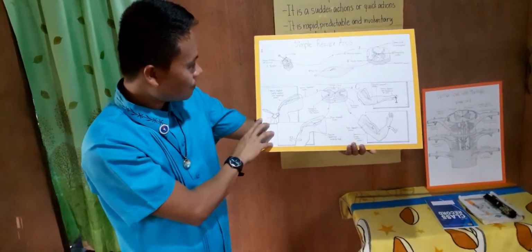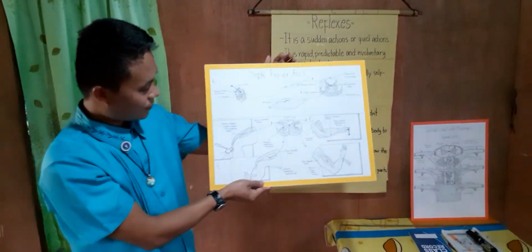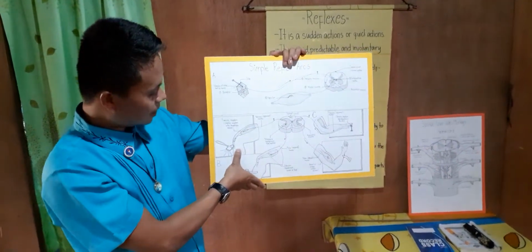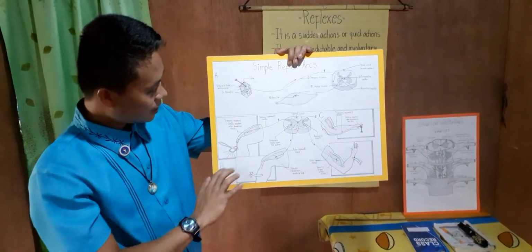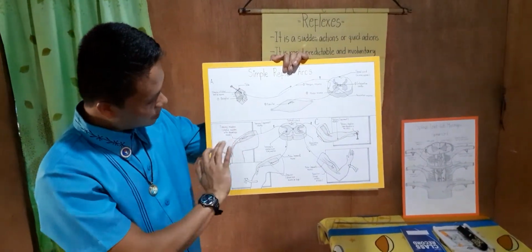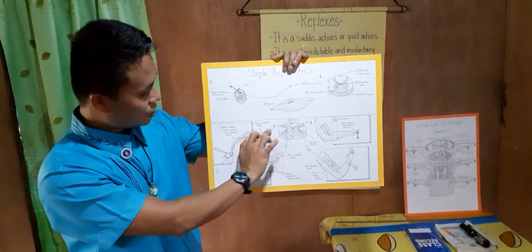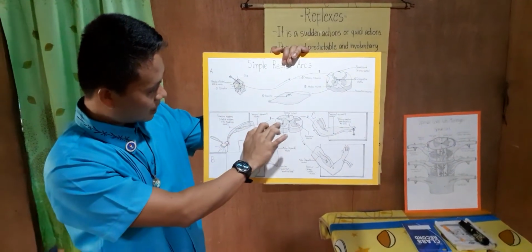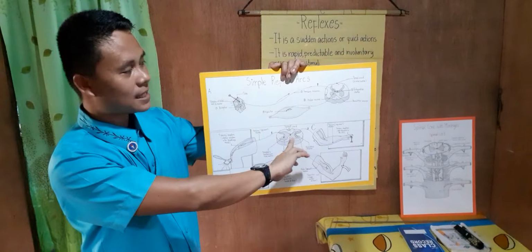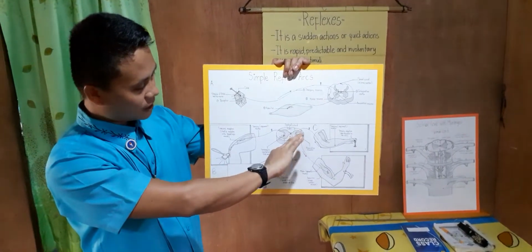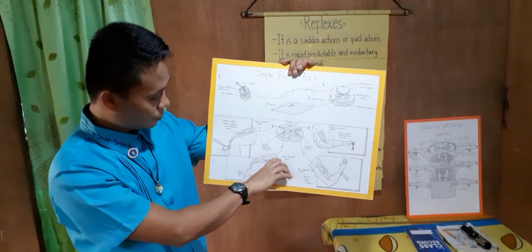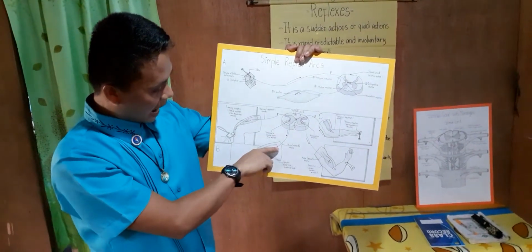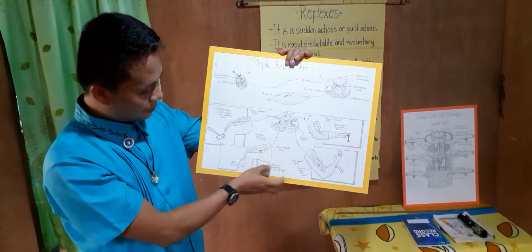Now, I have here an example of the reflexes. Okay, here. So the knee was suddenly hit by the hammer. So the knee was the receptor. So from the knee, the message will go to the sensory neuron, which is located here. Then goes to the spinal cord, which is the integration center. Then from the spinal cord, the message will go down to the motor neuron, which is located here. And lastly, it will go to the effector.